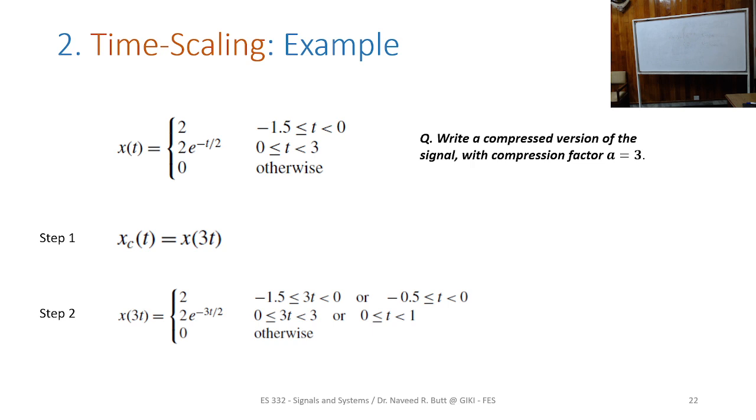So -1.5 to 0 is a constant too. That's good. And then it's exponentially dropping till 3, तो इस तरह बनेगा.